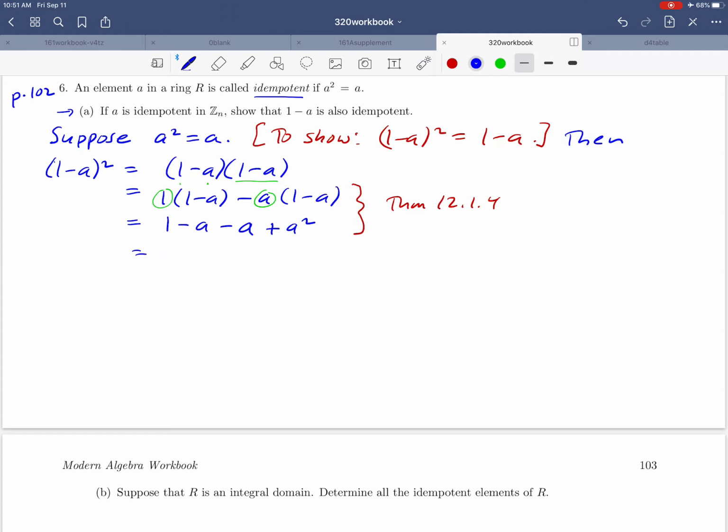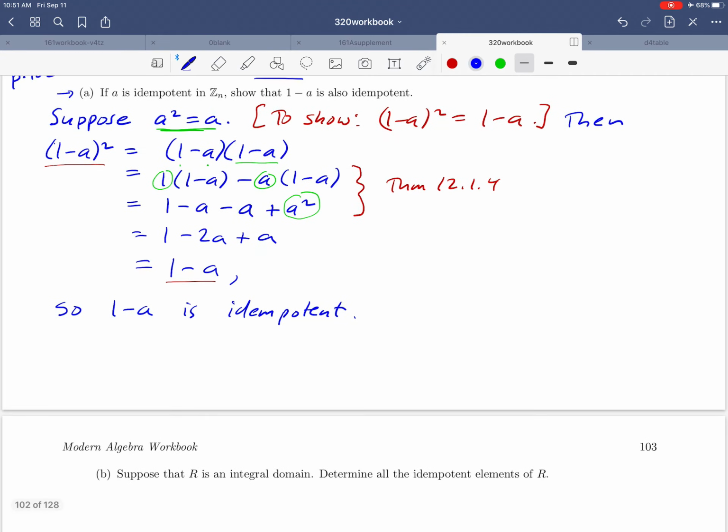So let's see what we've got here. 1 minus A, that's minus 2A, but what about the A squared that's sitting here? What do we know about that? We assumed that A squared is equal to A, so that A squared is really just A. And if we do the arithmetic, 1 minus 2A plus A is just 1 minus A. Notice where we started and where we ended. We started with (1 minus A) squared, and we showed that it's equal to 1 minus A. That's what it means for 1 minus A to be idempotent. And that is part A.